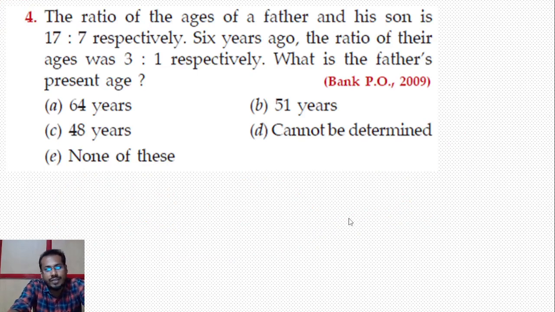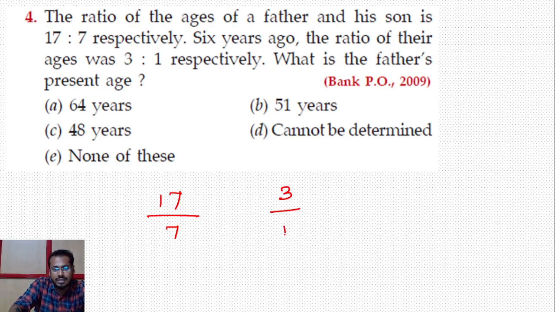And fourth question. The ratio of the ages of father and his son is 17:7. So hereafter, don't read the question completely. If you get one ratio, just write it here. 6 years ago, the ratio of their ages was 3 by 1. So here it was 3 by 1. So 17x and 7x, 6 years ago. So minus 6, it becomes 3 by 1.